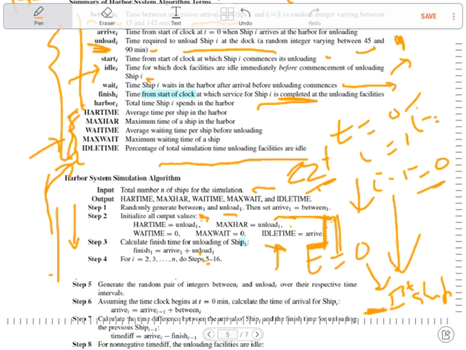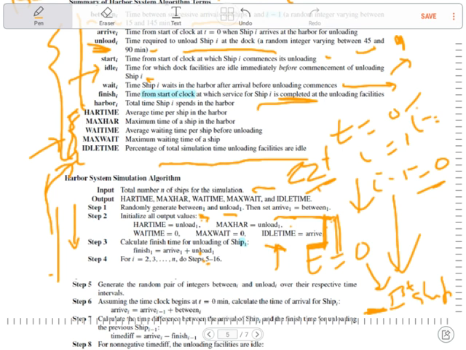Okay, each of them is justified in this way. Then you come to step 3. Calculate finish time for unloading of ship 1. What will be the finish time for unloading? Arriving time and unloading time. So finish 1 equals arrive 1 plus unload 1.